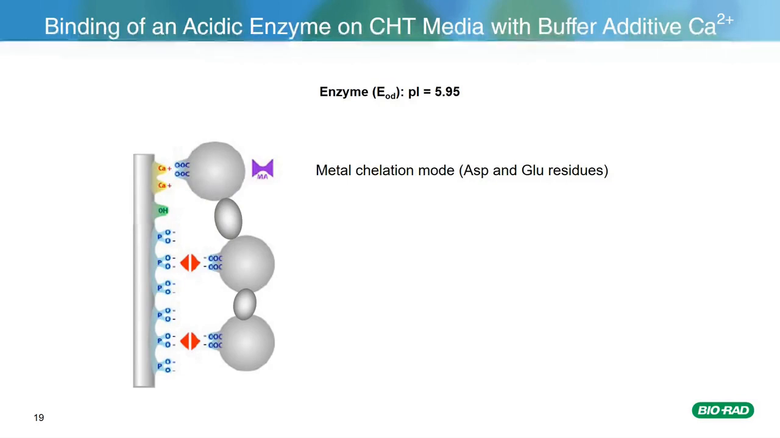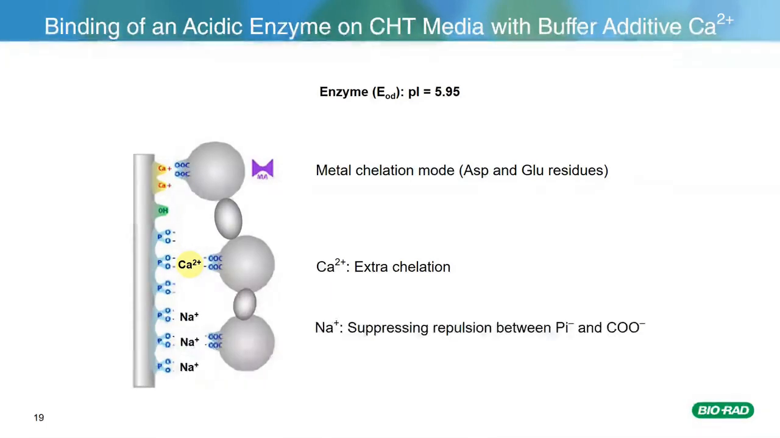DOE results showed that the addition of calcium ion in binding buffer improved the binding capacity for target enzyme. We speculate that the calcium ions serve as bridges between the carboxylates of the protein and the phosphoryl groups on CHT. Interestingly, in this case, sodium chloride also helps target binding. The sodium ions might interact with either the phosphoryl groups on CHT or the carboxylates of the enzyme and suppress the repulsion between these negative groups.